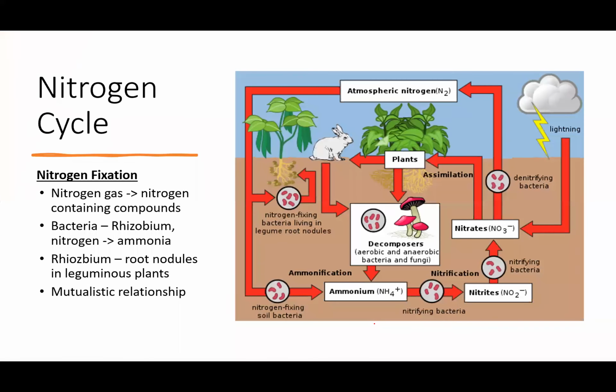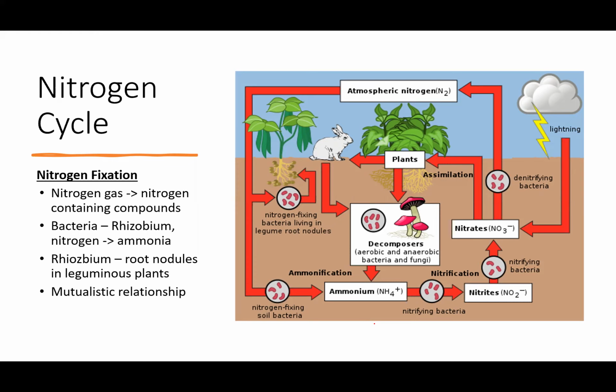So the first nutrient cycle that we're going to look in detail at is the nitrogen cycle. It will be one that you'll be quite familiar with. You'll have covered it at GCSE, but we're just going to have a look at it in a bit more detail now. So as you know, all plants and animals need nitrogen.